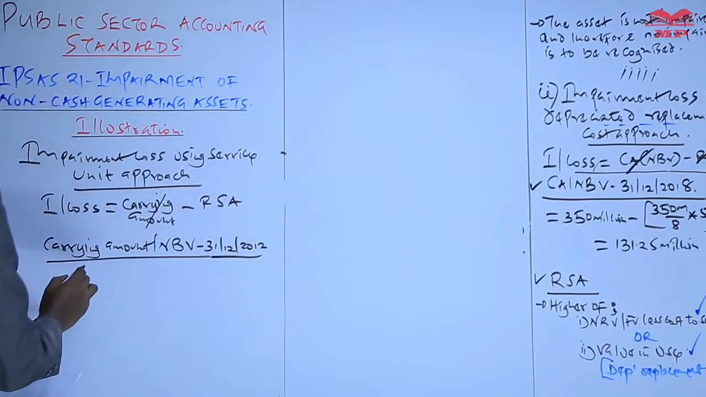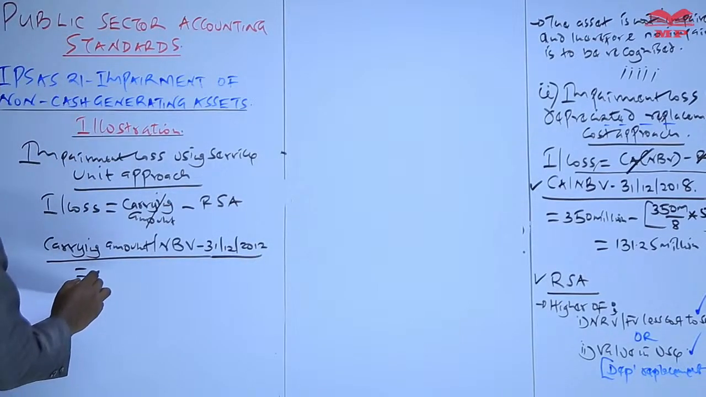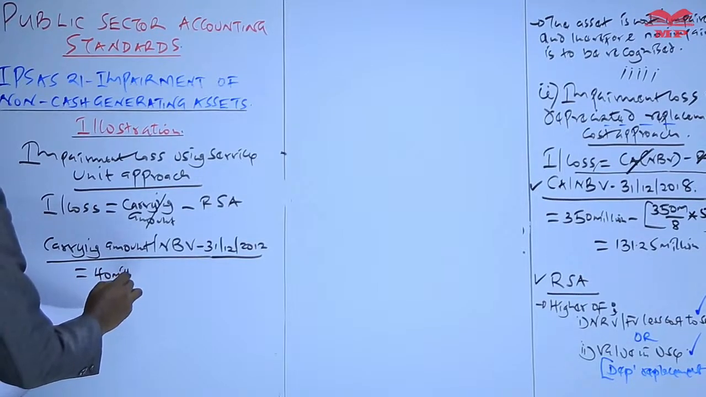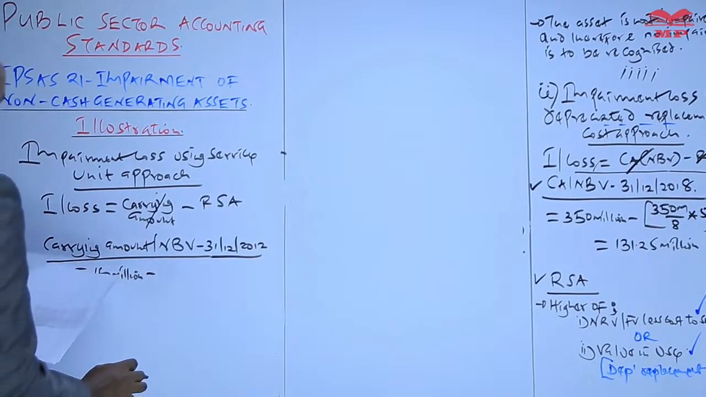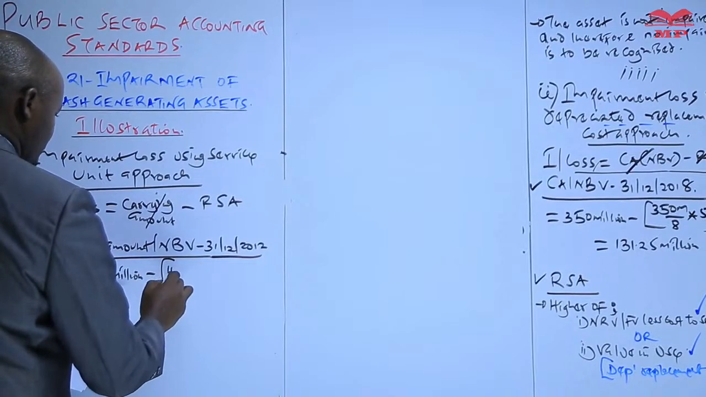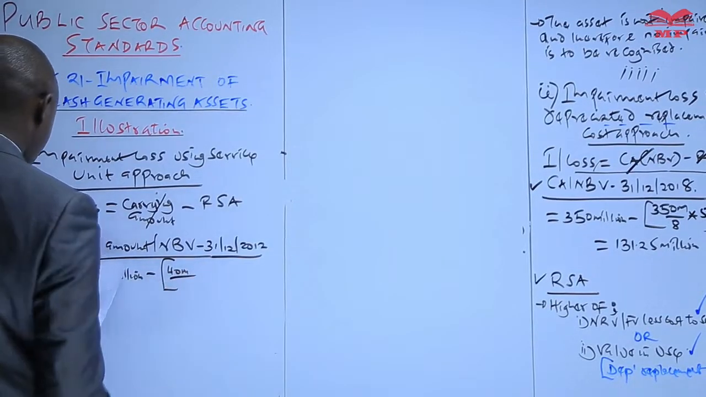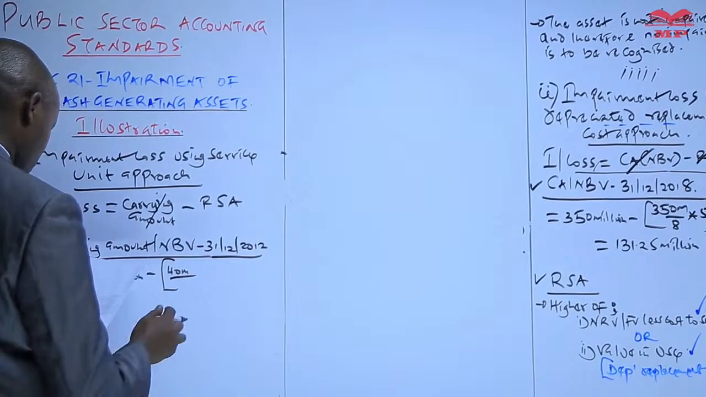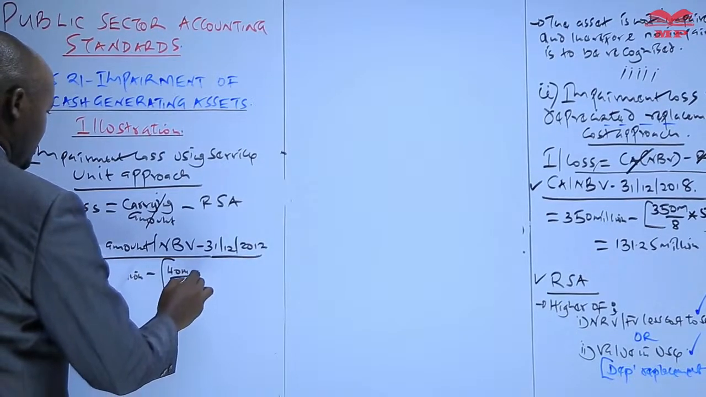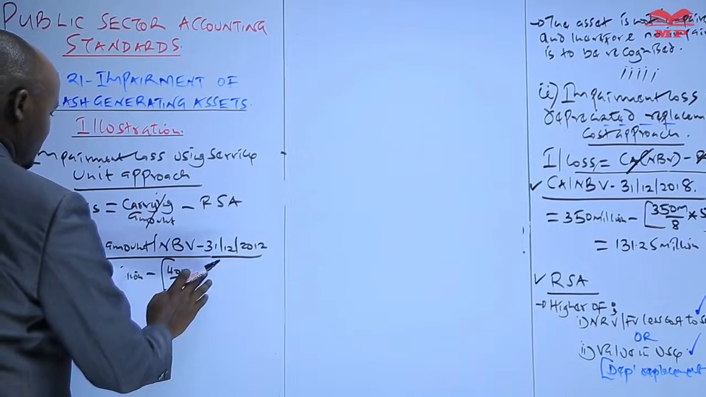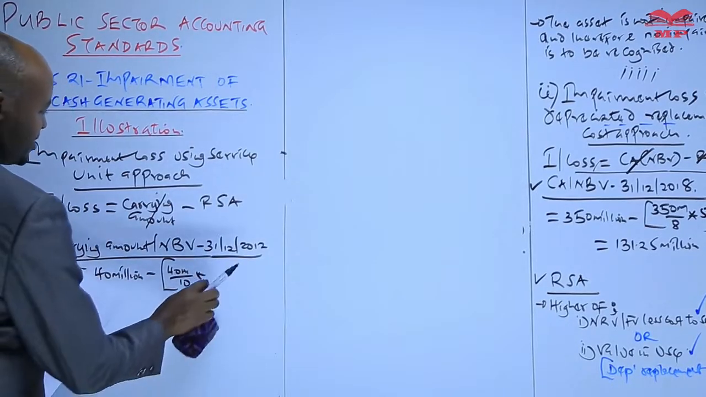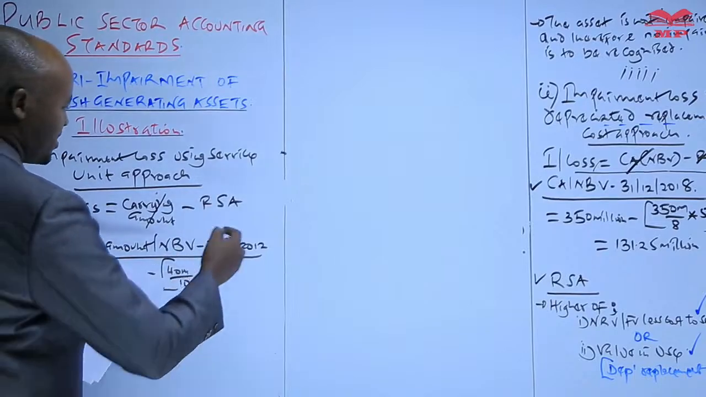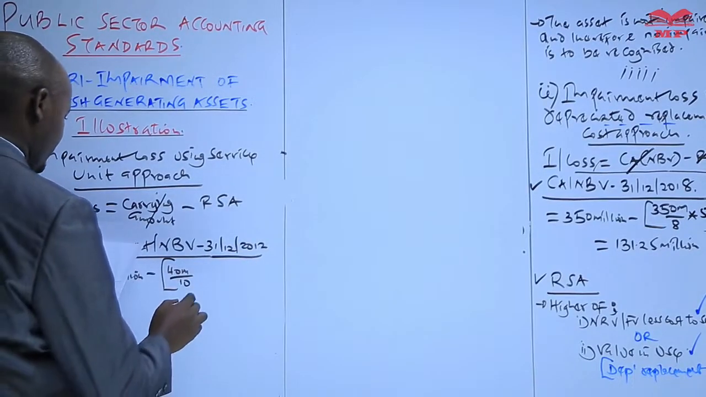So how do we determine the carrying amount? We take the cost, which we are given in paragraph 1 as 40 million, less the accumulated depreciation. The accumulated depreciation would be 40 million divided by the expected useful life of this machine, which is 10 years, times the number of years the machine had been used as at 31st of December 2012.